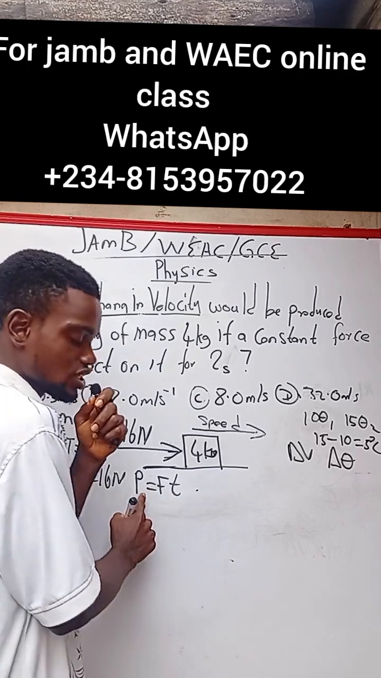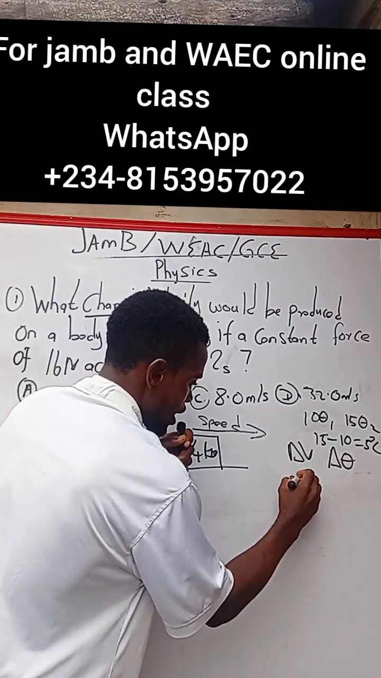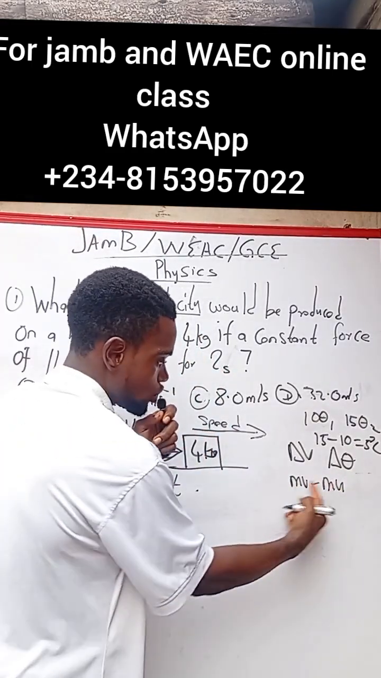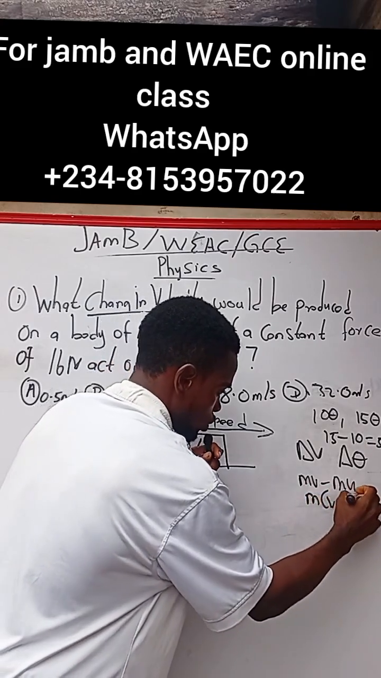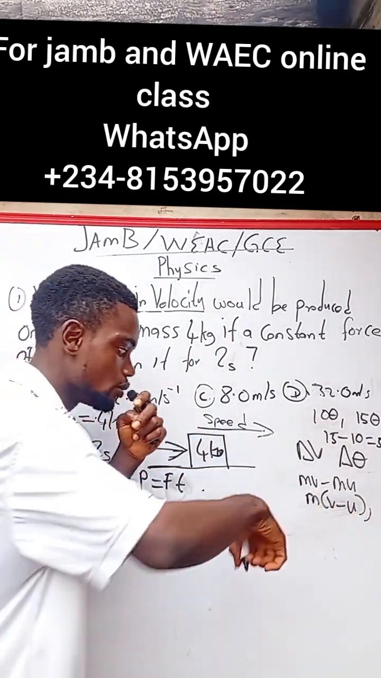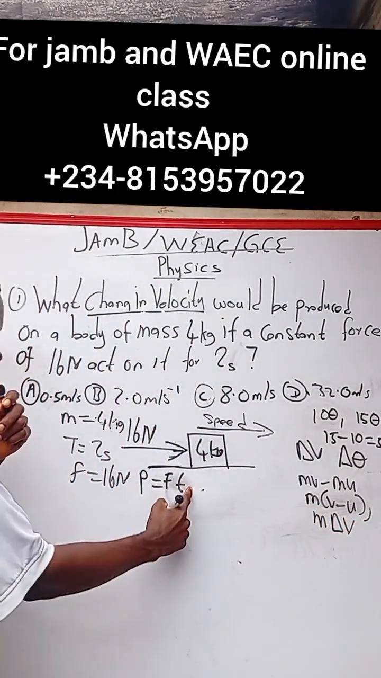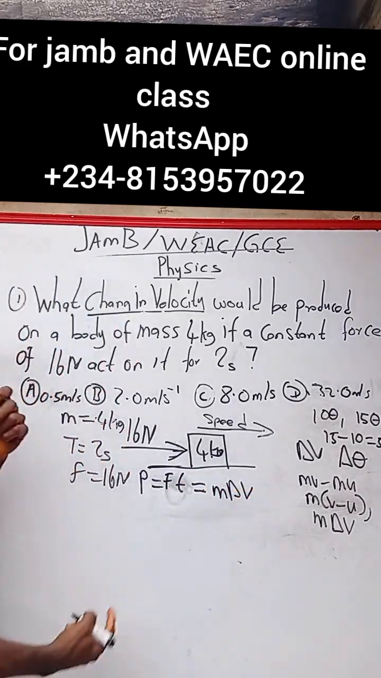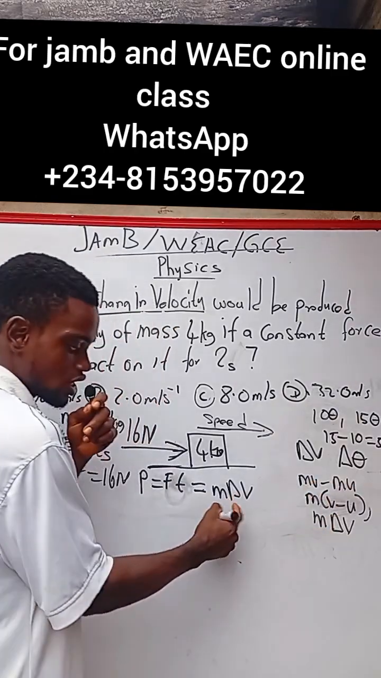Also, impulse is equal to change in momentum, and change in momentum is given by mv minus mu. Since m is common, we factorize it, and we have m bracket v minus u. Also, remember that v minus u is the change in velocity. So we can replace it with m delta V. Impulse is equal to change in momentum.